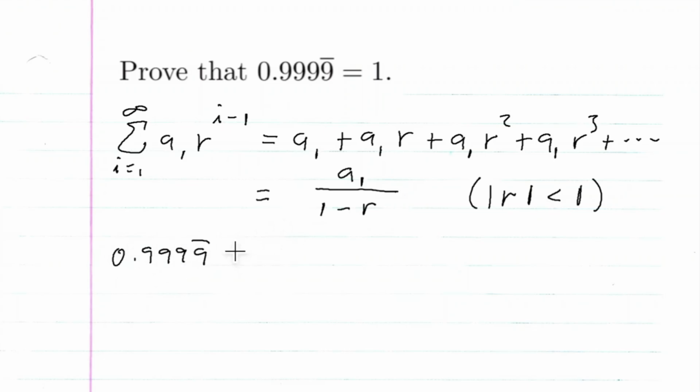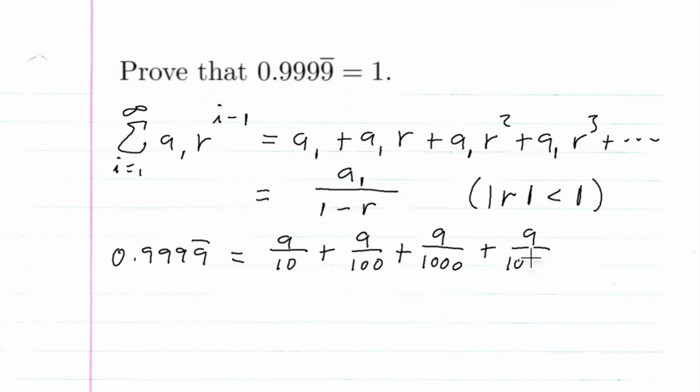0.9999 repeated, well, we know this is equal to 9 over 10, which is this piece here, plus 9 over 100, which is this piece here, right? The hundredths place, plus 9 over 1000, the thousandths place, plus 9 over the 10,000ths place, right? And so on, right? Well, we want to fit it into this form here. So we know our a sub 1 is going to be 9 over 10, right? So we're going to have to rewrite this as 9 over 10 plus 9 over 10.